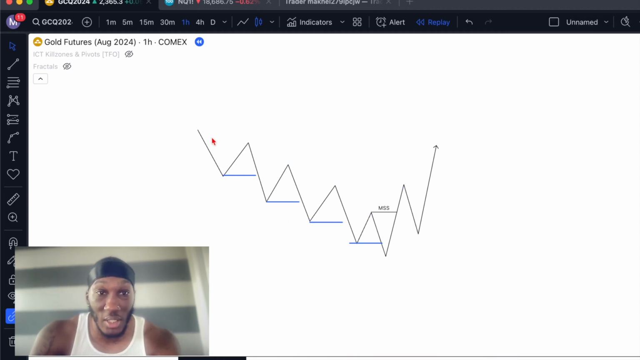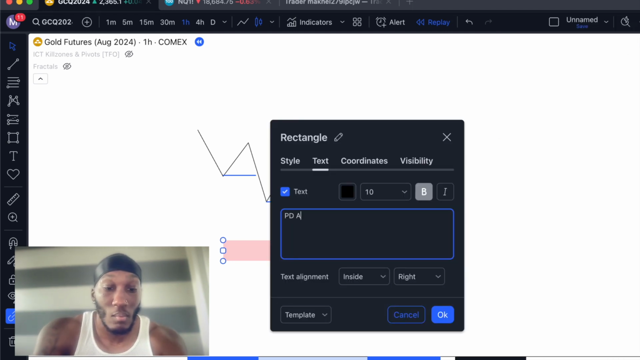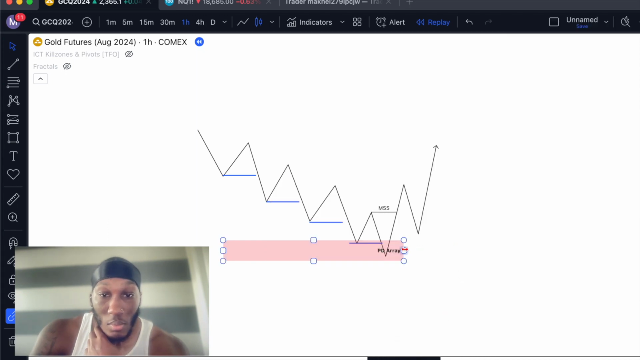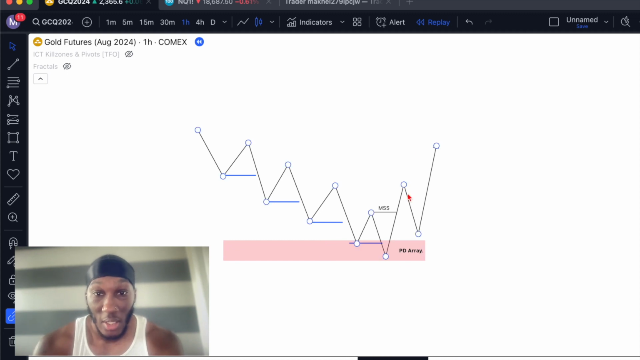So essentially this will come down until somewhere down here. This will be a higher time frame PD array. It could be an order block, could be a fair value gap, it could be a liquidity sweep. Any of those things are higher time frame PD arrays. So once price mitigates that, you can expect a reversal from that area, which is essentially this market maker buy model right here.